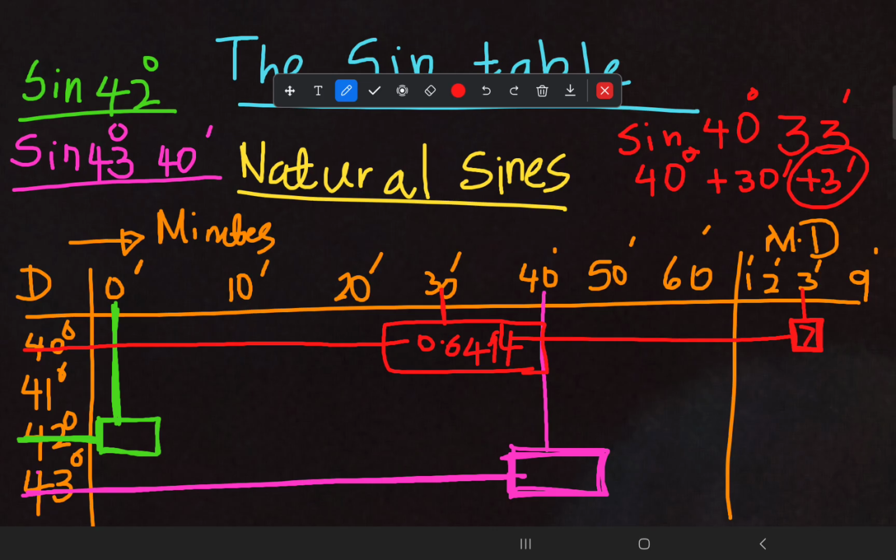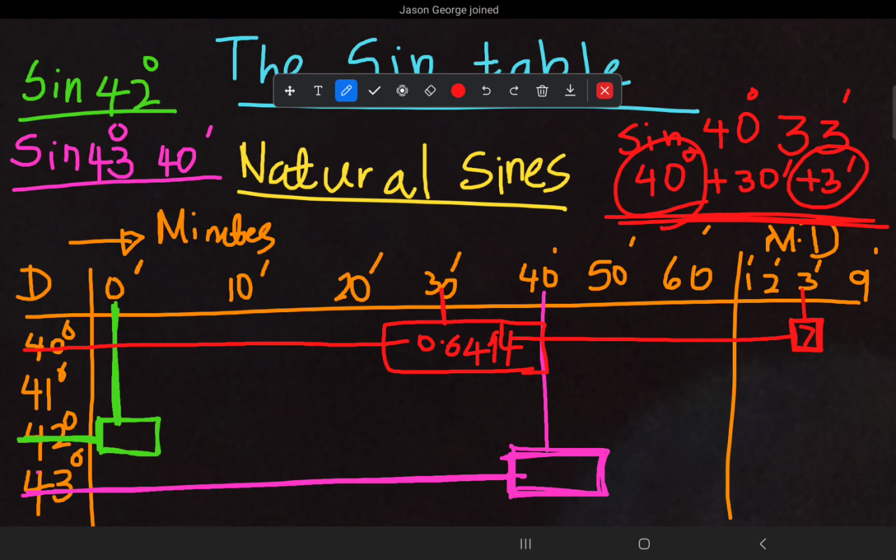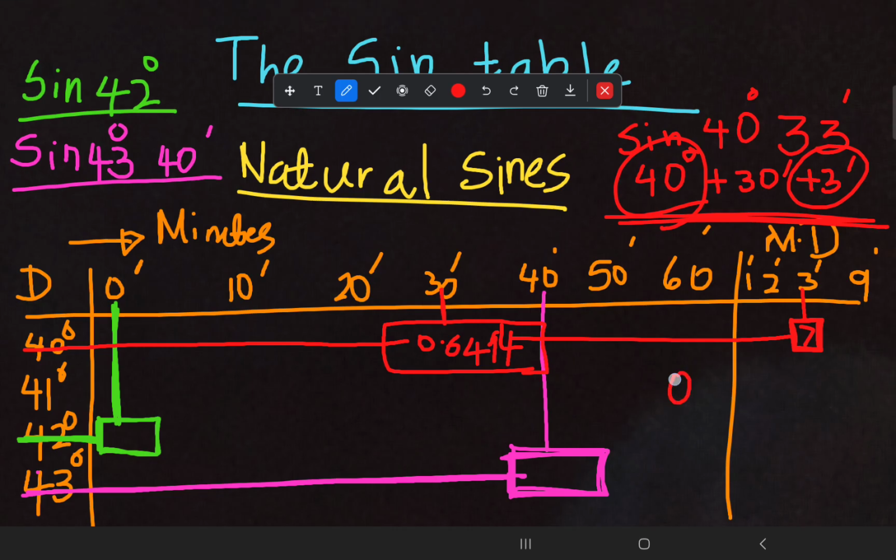Very, very easy thing. What do we need to do? We split up the total angle into some sub portions: 40 degrees, 30 minutes and 3 minutes. Likewise, we found our respective values, 0.6494, and 7 is our mean difference. With the 0.6494, you should add the mean difference from its last. Don't add the 7 here or in between somewhere. The mean difference is a very, very small minute value.